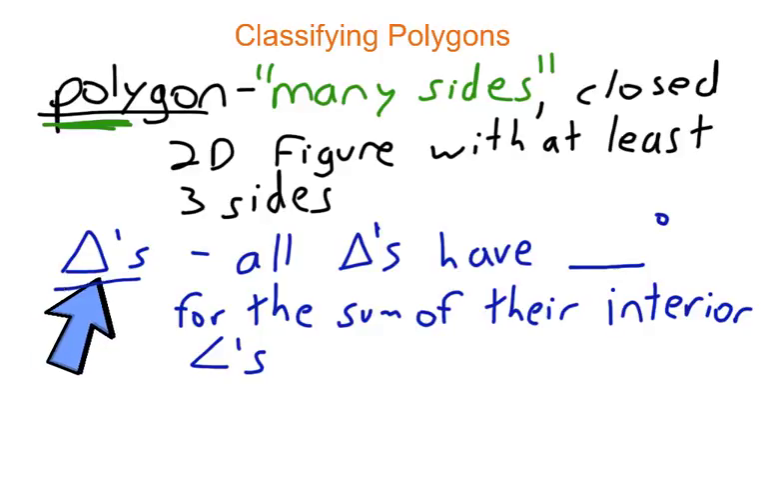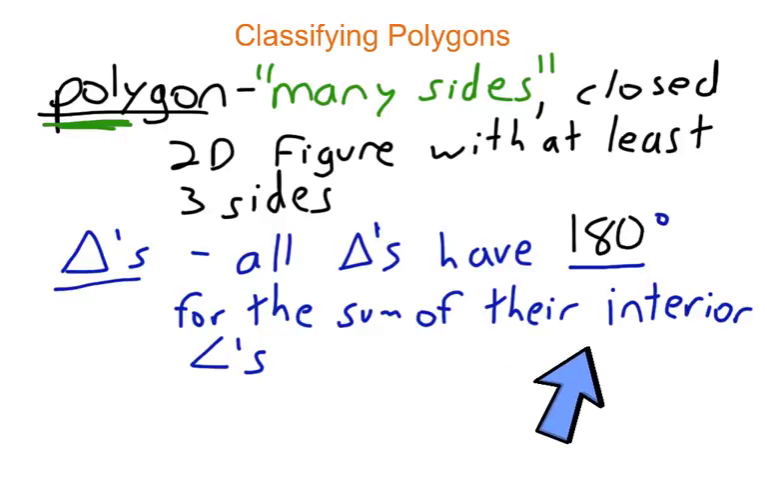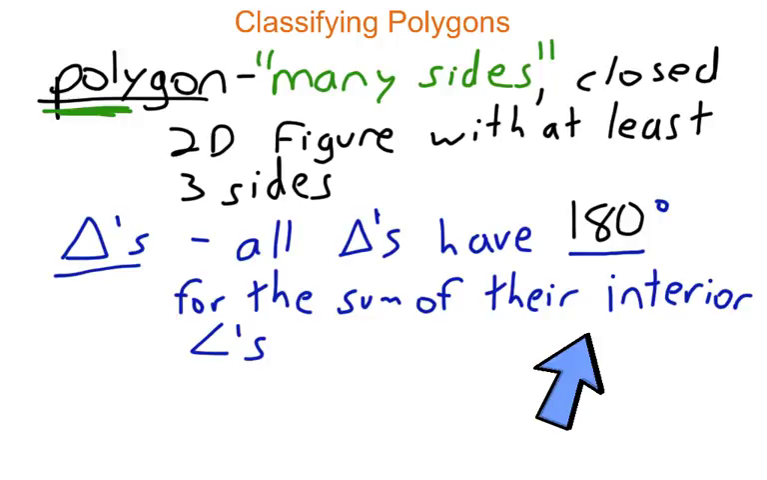Alright, speaking of triangles, all triangles have a certain number of degrees for the sum, which means add, of their interior angles. Do you know what that number is? It's 180. Well, that's pretty cool. Every triangle has 180 degrees inside. Alright, we're going to use that later on.